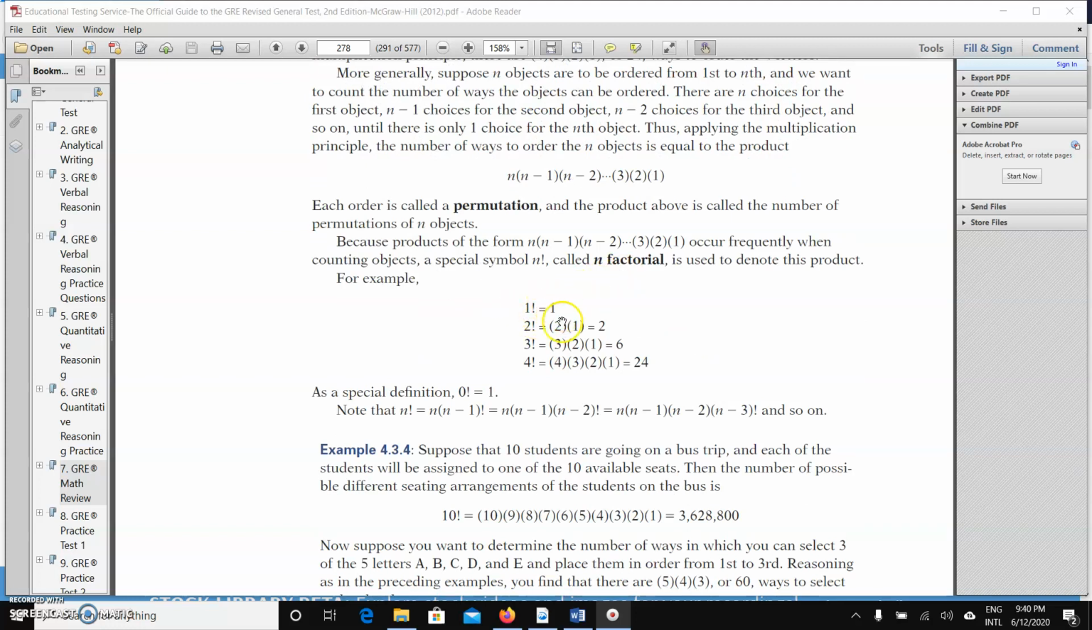1 factorial means 1, 2 factorial means 2 times 1, 3 factorial means 3 times 2 times 1. So even if it's 10, that will be 10 times 9 till you get to 1. You multiply it downward like that. So 4 factorial means 4 times 3 times 2 times 1. So that gives you this. That's the meaning of factorial.